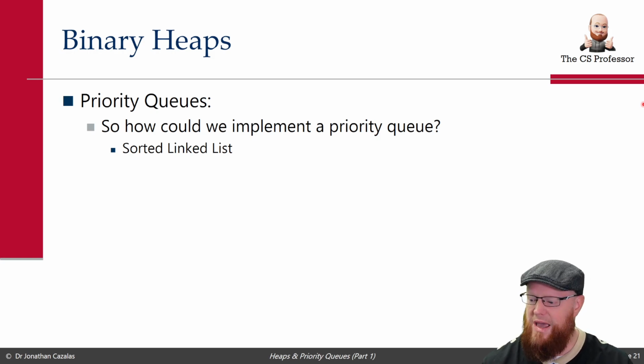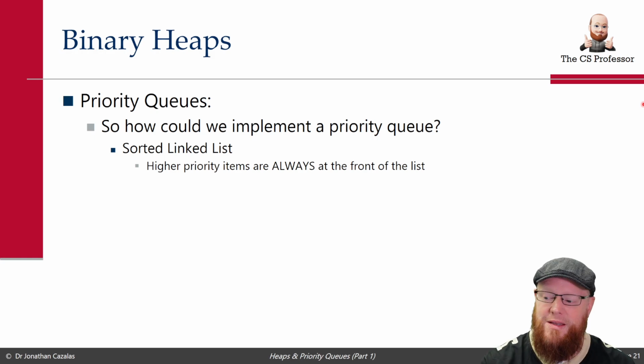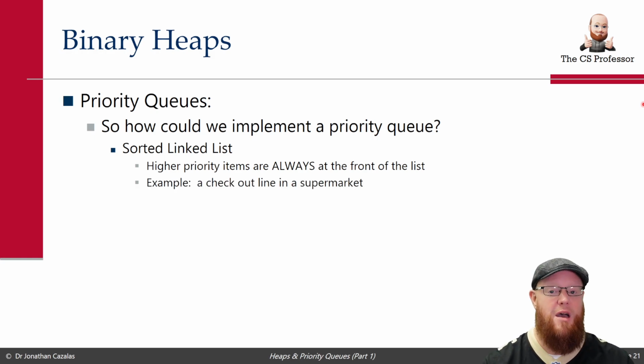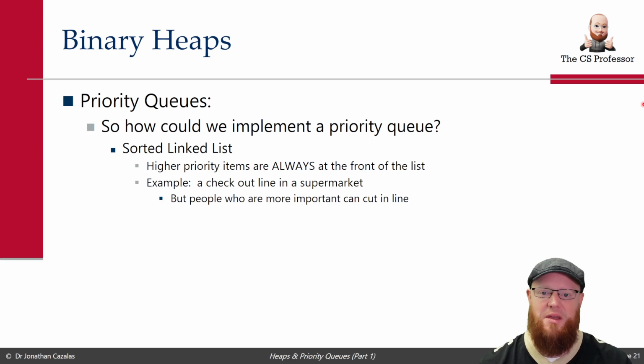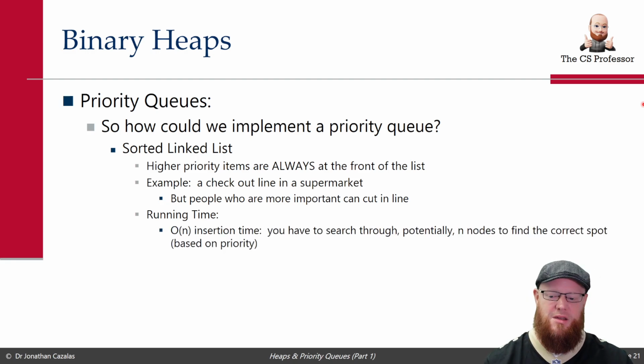So we can use a sorted linked list where higher priority items are always added at the front of the list. We have this checkout line in a supermarket. People who are more important maybe can cut the line. That's pretty gangster. What would be the running time if we're implementing a priority queue with a sorted linked list? Anytime someone comes into that linked list and they have a higher priority, they need to go at the front of that linked list so they can be immediately dequeued.